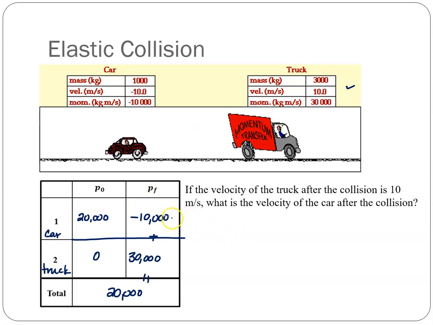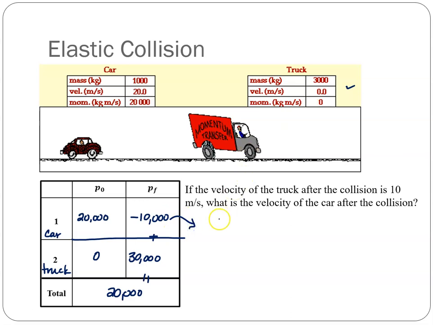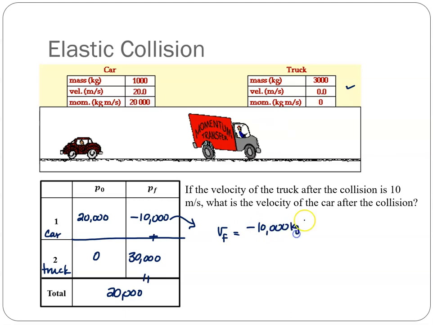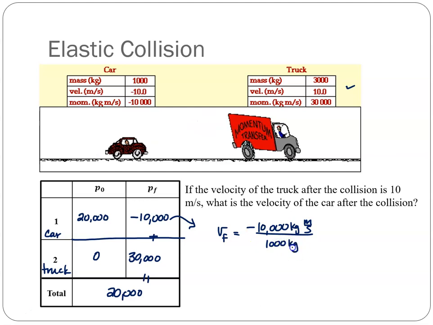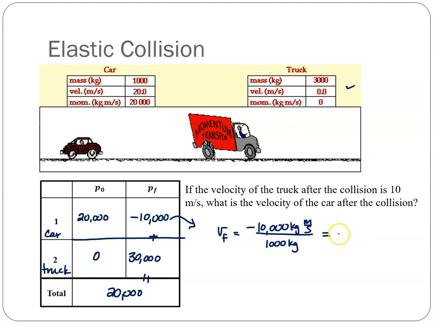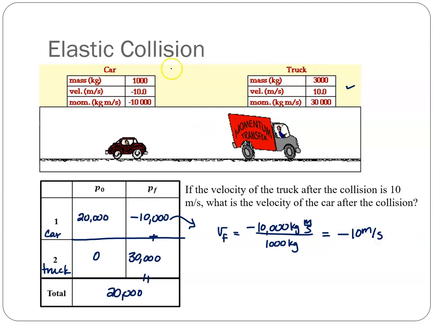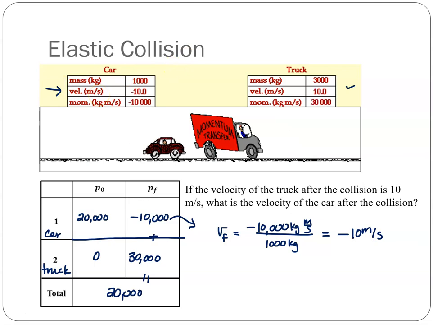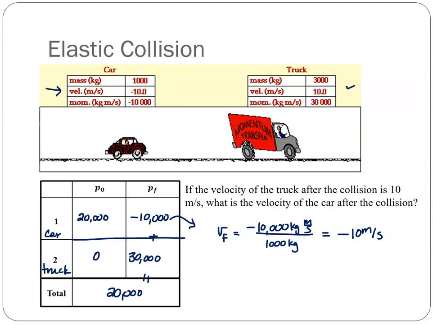So now that we have the momentum of the car, again, I remove this from the box, and my final velocity is equal to my momentum, negative 10,000, divided by the mass of 1,000. And that means we have a final velocity of negative 10 meters per second. And looking at the answer up here, that is what we get. So that just means, of course, the car is moving in the opposite direction.